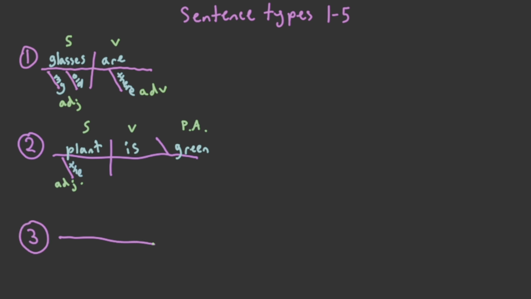Sentence pattern 3 is very similar to sentence pattern 2, but instead of a predicate adjective, it contains a predicate noun. This predicate noun performs a very similar function. It goes in the exact same place on the diagram, but instead of an adjective modifying the subject, it is a noun renaming the subject.